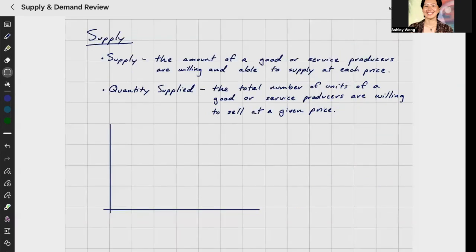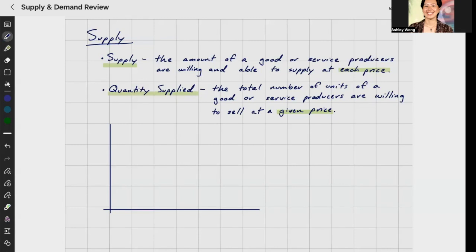All right, so just as we did with demand, we're now going to move on to the supply side. And we're going to start by looking at the definition of supply and of quantity supplied. So, supply is the amount of a good or service that producers are willing and able to supply or to sell at each price, at every possible price. While quantity supplied is the total number of units of a good or service that producers are willing to sell at a given price or a specific price.